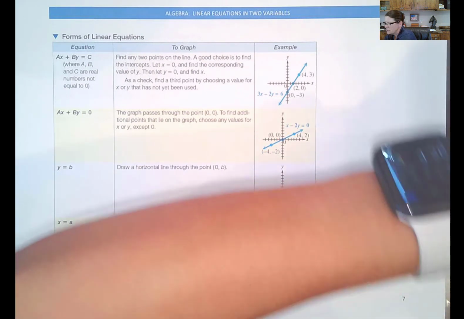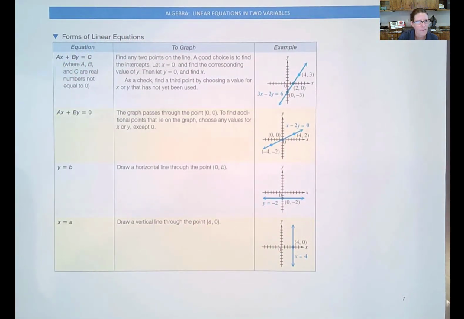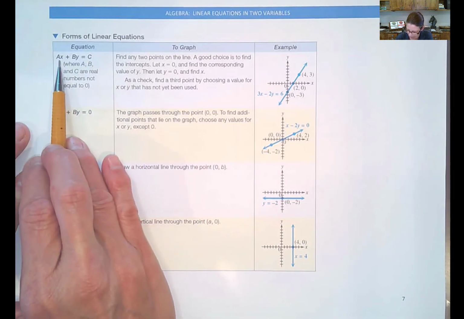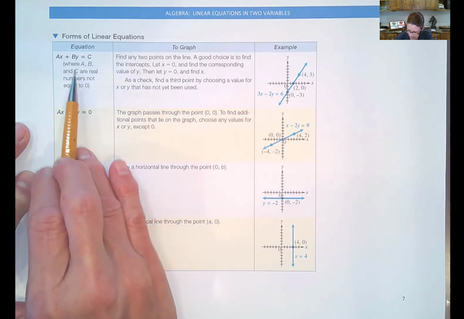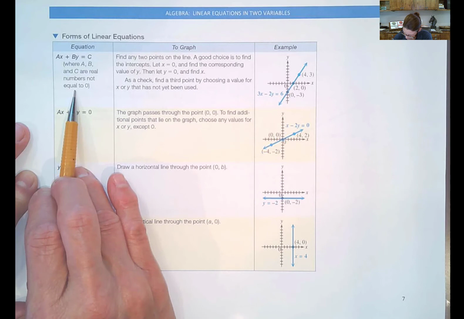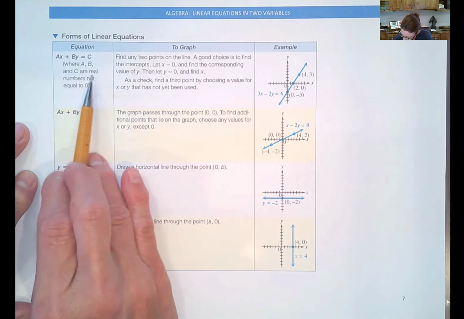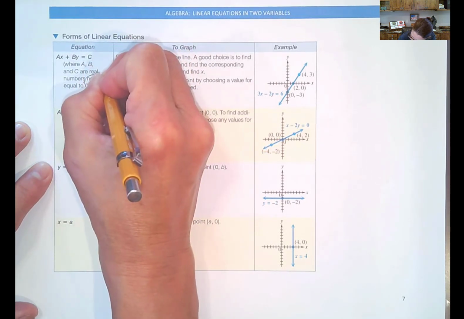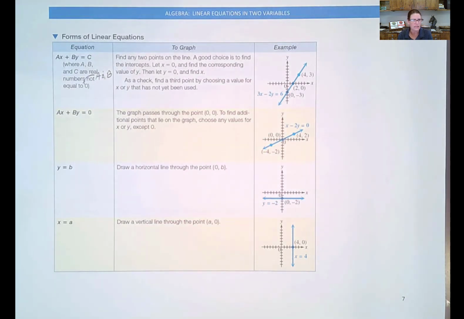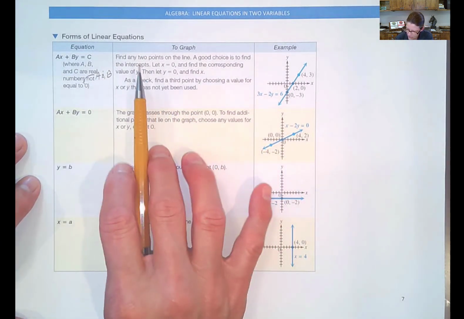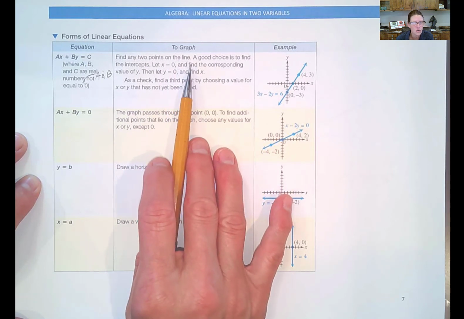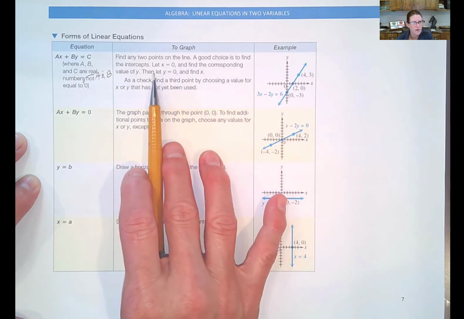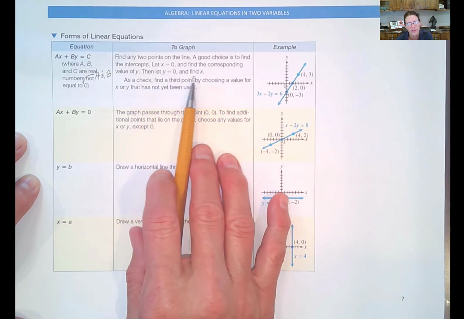Now this next page is a nice little summary for you to refer back to. As we look at forms of linear equations, standard form is ax plus by equals c, where a, b, and c are real numbers. And I think we should say a and b are not both equal to 0. To graph, just find any 2 points on the line. A good choice is to find the intercepts by letting x equal 0 and solving for the corresponding value of y, or letting y equal 0 and then finding x.